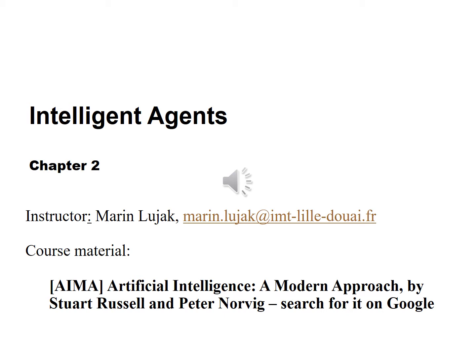Intelligent agents are the next topic of this course, which is the main unifying theme of artificial intelligence. We define artificial intelligence as the study of agents that perceive the environment and perform actions in the environment. So in this class, we are going to cover chapter 2 from Artificial Intelligence: A Modern Approach, which is our textbook of the course.